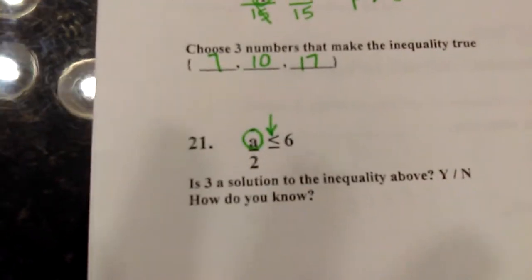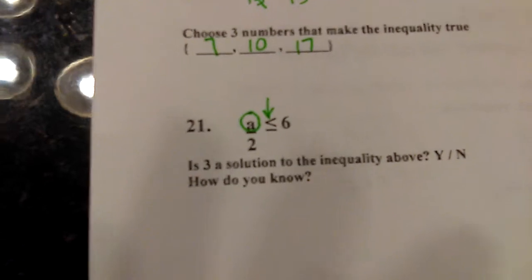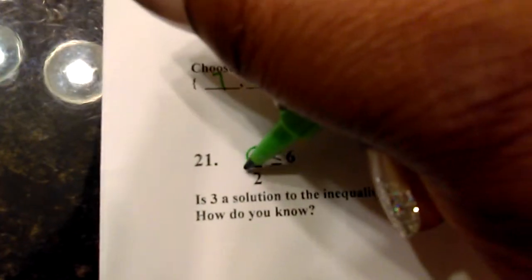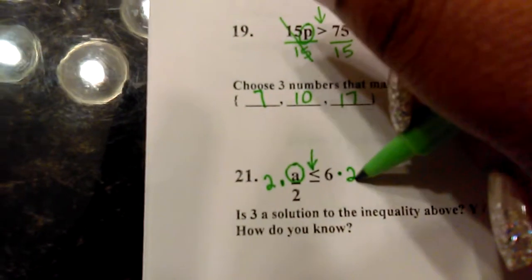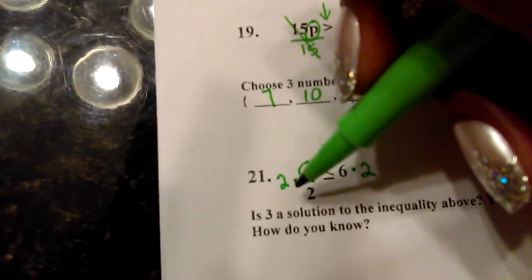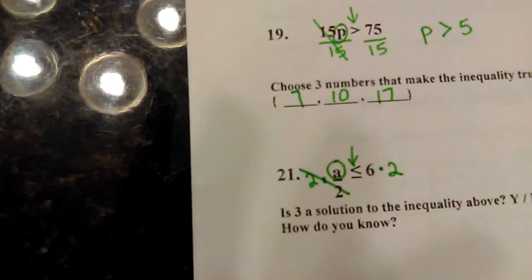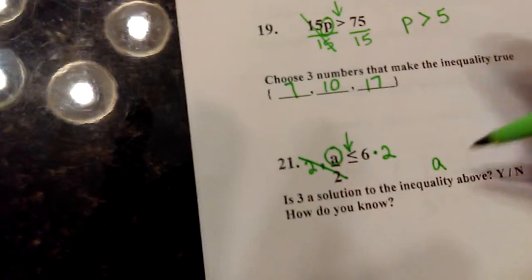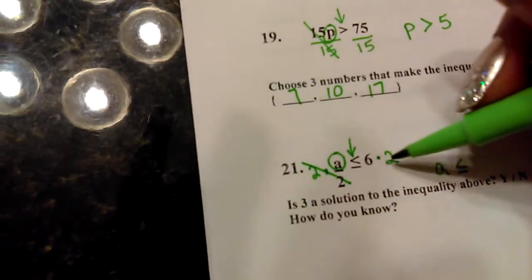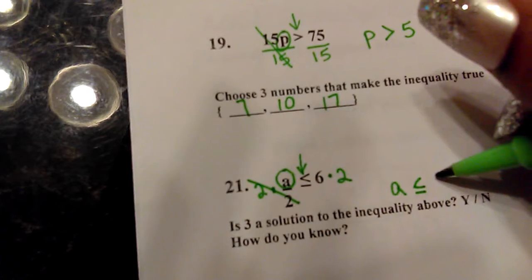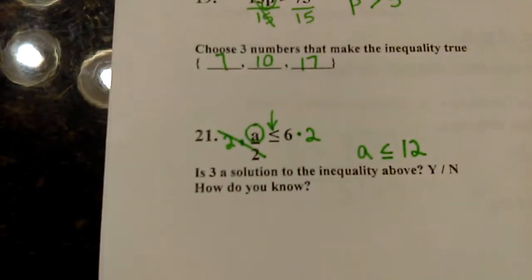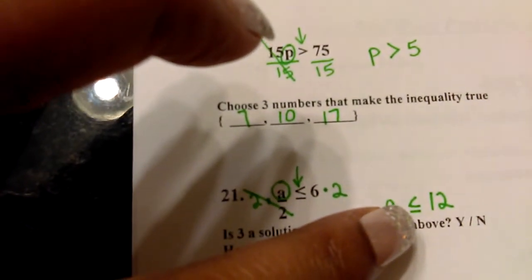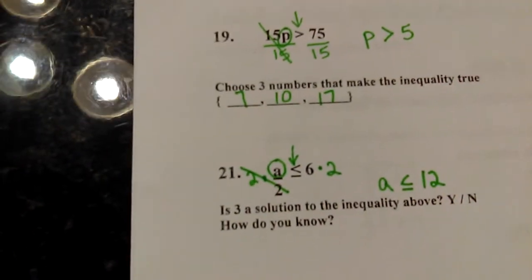So if it's being divided by 2, the inverse operation of dividing by 2 would be to multiply by 2. So I'm going to multiply both sides by 2. Remember, we want to keep that balance. So on this side, these 2s cancel out, leaving us with just a is less than or equal to 6 times 2, which is 12. So whatever number a is representing, according to our inequality, it has to be less than or equal to the number 12.